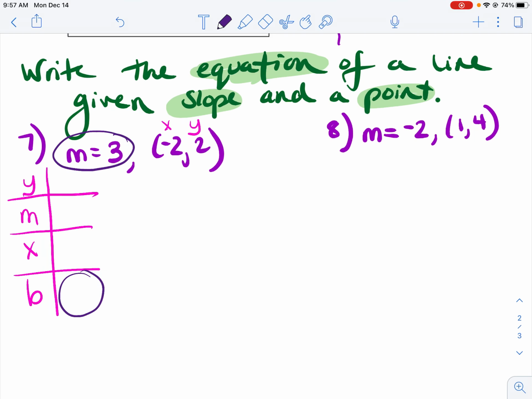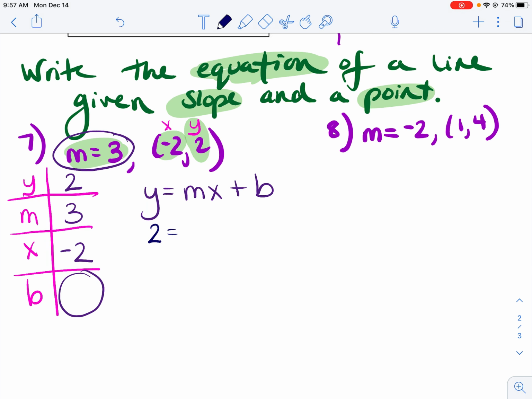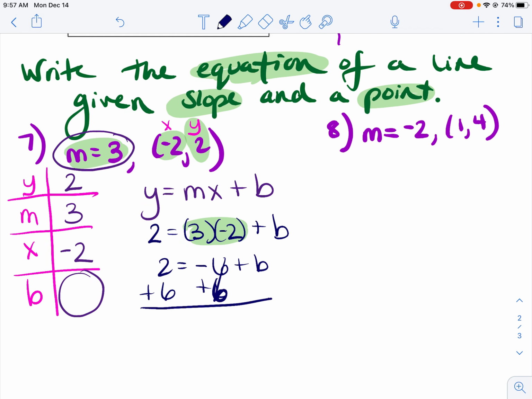For y, I'm going to put in 2. For m, I'm going to put in 3. And for x, I'm going to put in -2. So y equals mx plus b. And let's substitute what we have in. 2 equals 3 and -2. Now I'm going to evaluate 3 times -2 is -6 plus b. And I'm going to keep solving here so that I have b by itself.